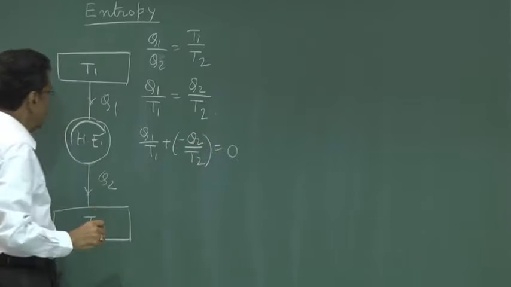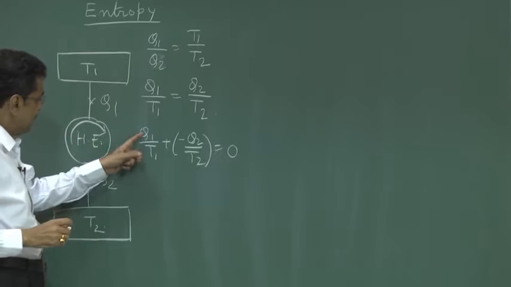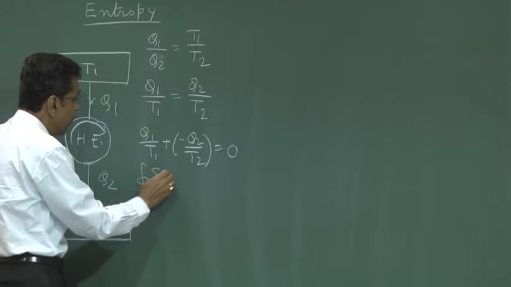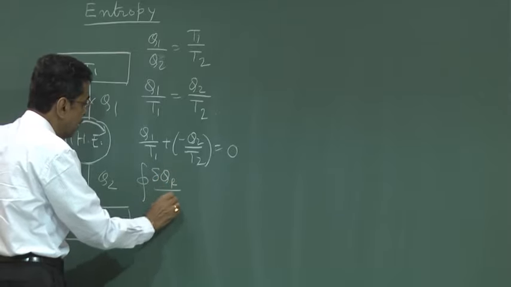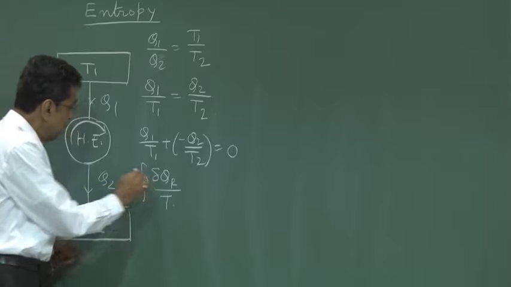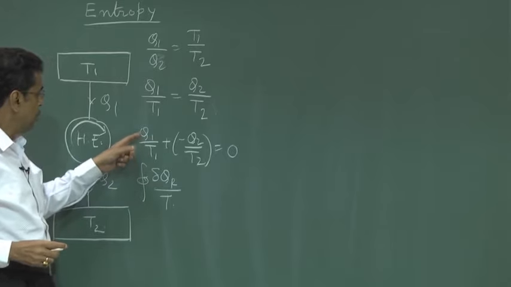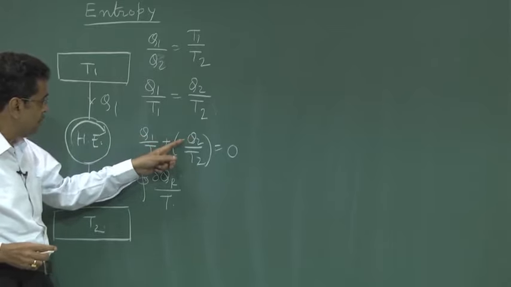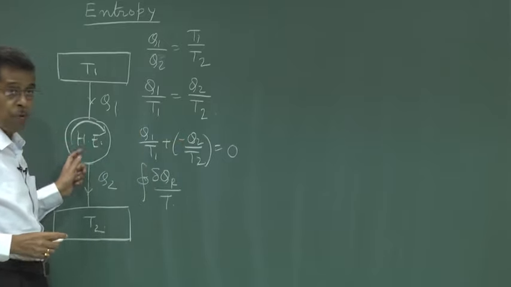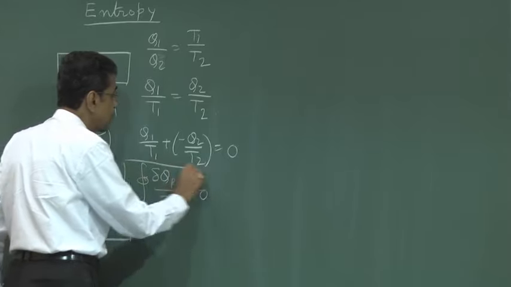What is this? With respect to the heat engine, it is the cyclic integral, the integration in a cyclic process of del Q R by T, where R is the reversible engine. For a simple formula, concept comes Q1 by T1, Q1 is the heat added, Q2 is the heat rejected, this is a minus sign, that means the algebraic sum of Q by T in a cyclic process for a reversible heat engine is 0. This is a great concept.